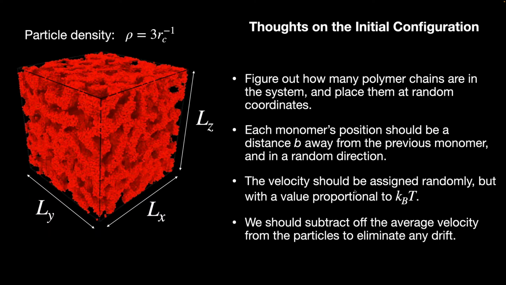And then we should assign the velocity randomly, but with a value proportional to kBT so that we start off close to the temperature that we want. We'll see that the temperature does some weird things in the initial state before it converges, so we'll discuss that as we get to it. And then we'll subtract off the average velocity from the particles to eliminate any drift. So if you saw this movie earlier, the particles were moving, but there was no net drift that would look like it's flowing.